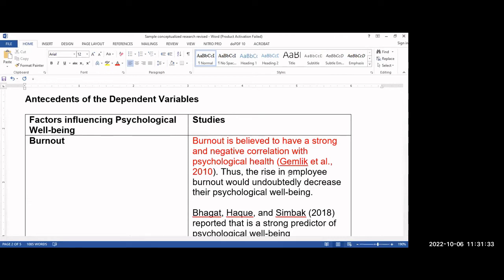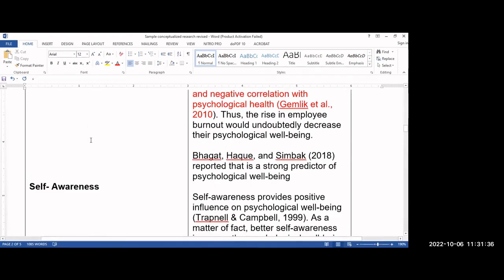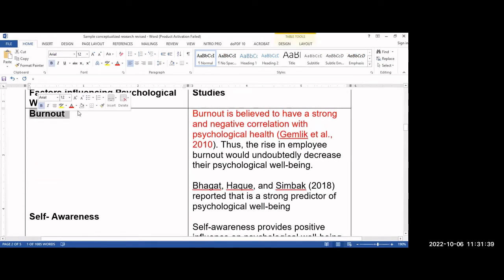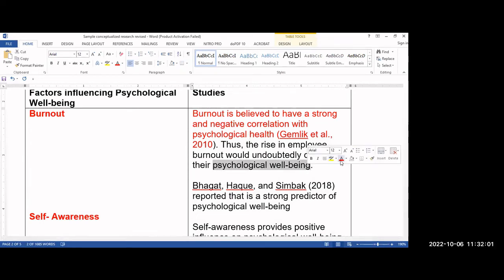So when you are conducting a literature review, you have found, for example, two factors. Meron dalawang factors na you have found which are burnout and self-awareness. Sabi ng author, burnout is believed to have a strong and negative correlation with psychological health. Okay? Thus, the rise in employee burnout would undoubtedly decrease their psychological well-being. So this is an investigation on what particular factors that can influence the outcome, which is the psychological well-being.